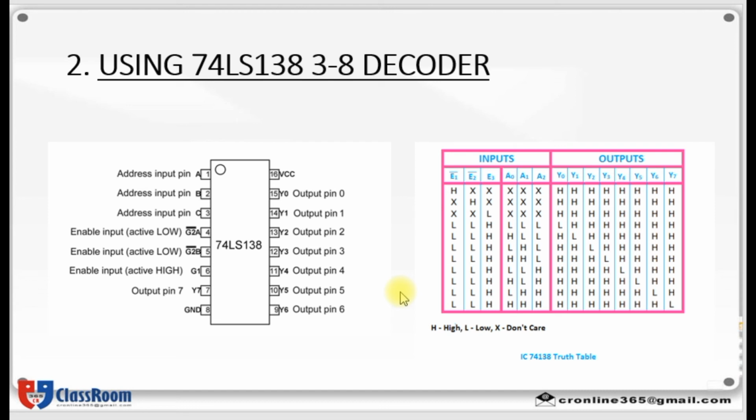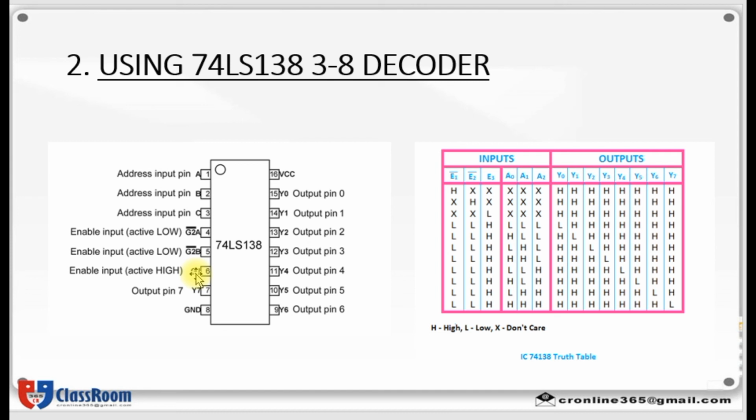Then you can see G2A, G2B and G1. G2A and G2B are two active low signals and G1 is an active high signal. Then if any one of the inputs G1, G2A or G2B is not connected to an address signal, it must be activated permanently either by VCC or by ground depending on the activation level.